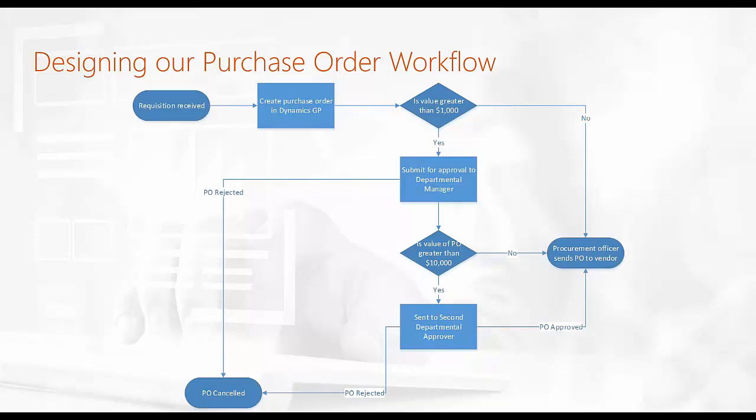If the department manager approves, the next question in the process is, is the PO value greater than $10,000? And if so, then it goes to the next level of approval for that department. So the PO could be rejected at either of these levels. The procurement officer cancels the PO in that case. If approved by all necessary parties, the procurement officer sends the PO to the vendor. So that's our mapped out process in terms of what we want to create in GP.